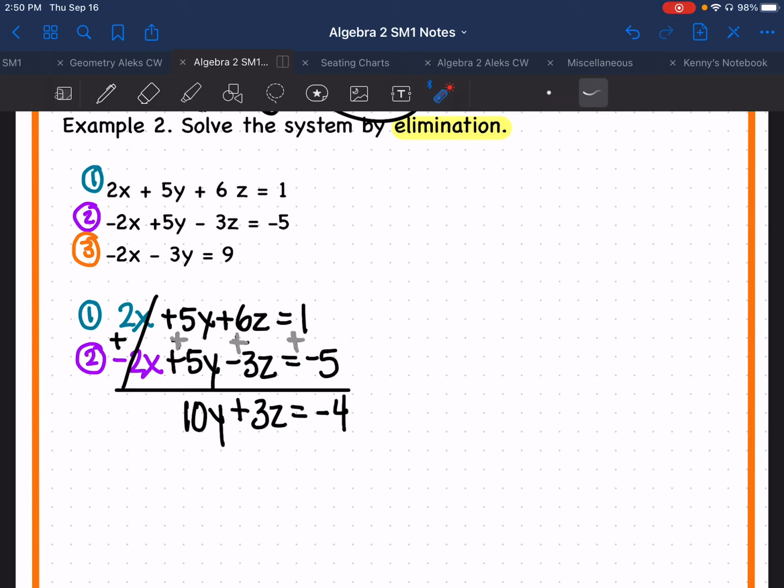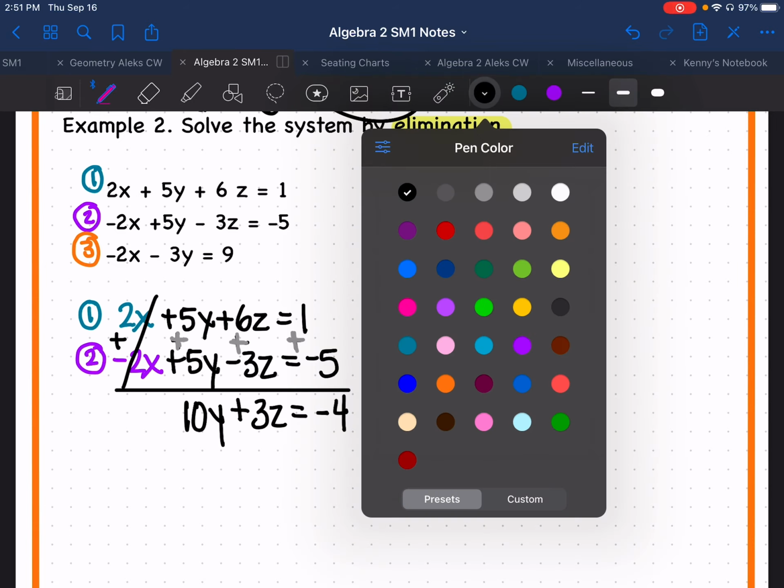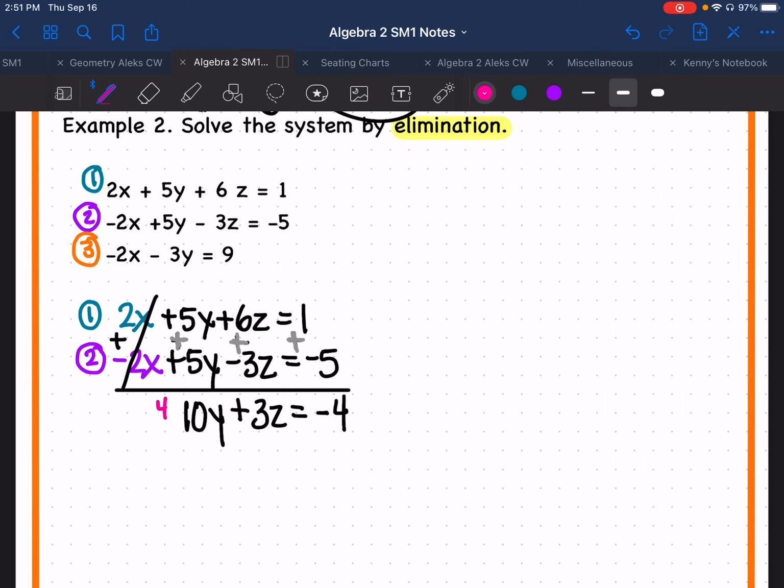All right, if you were thinking that maybe we would be able to eliminate the 5y's as well, good eye. It didn't happen this time because of the addition, but we are going to go back and possibly use that later. Now, this equation is a new equation, and we're going to call it equation number 4.